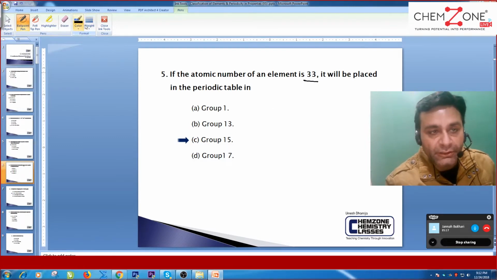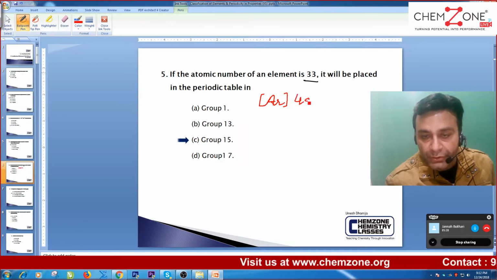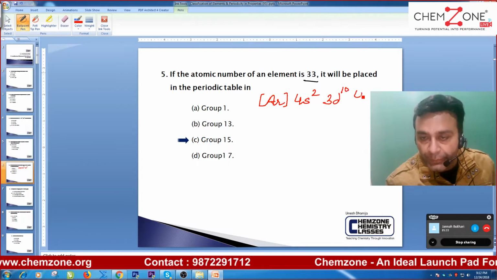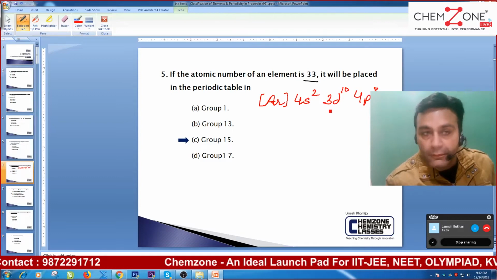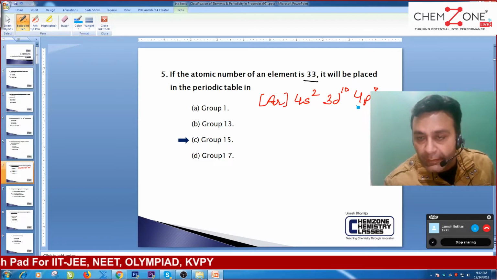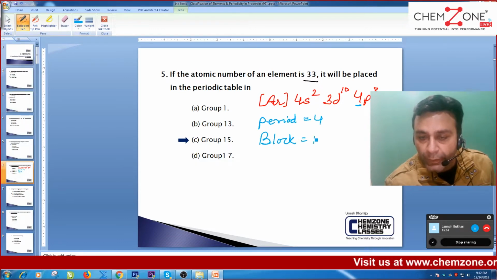This is the 33 number, right? So you can write the electronic configuration for 33. Argon complete, then we have 4s2, 3d10, and 4p3, right? So you'll find here that the outermost shell is the fourth shell. So its period number is equal to 4, and the block is p block element.